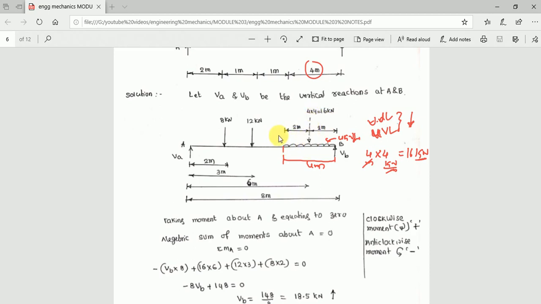Now the question arises, where should this concentrated load act? It will act exactly at the midpoint of the UDL. The UDL length is 4 meters, so the concentrated load acts exactly at the center of the UDL, 2 meters from each end. This is how we have to convert. The first step is to convert the UDL, or even a uniformly varying load if given, into a concentrated load. Then we will proceed to solve the problem.